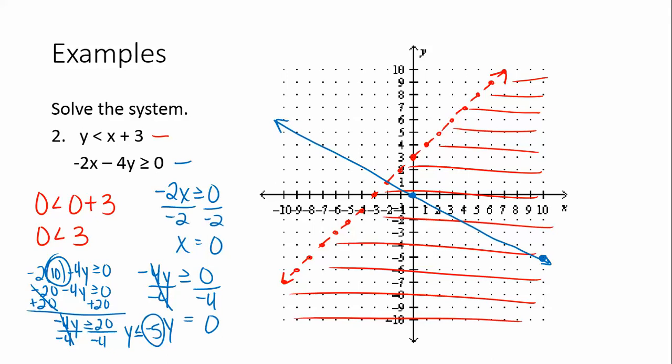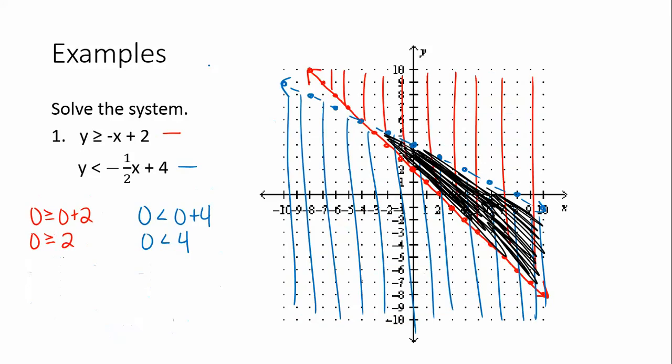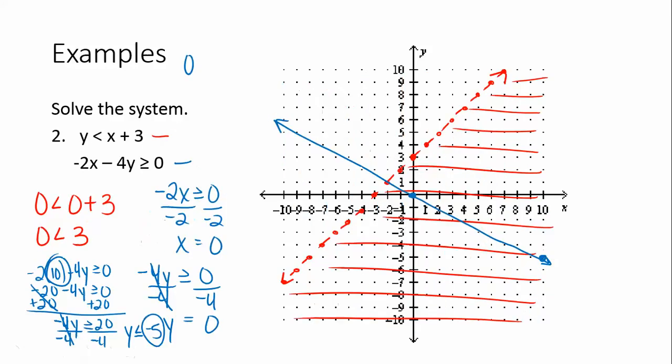Now if I pick a test point, I'm going to pick 0, 0. I get 0 plus 0 is greater than or equal to 0. And be careful here. Actually, I don't want to pick 0, 0 because my line goes right through it. That's not going to do me any good. So I'll pick something down here. Let's pick 0, negative 3. So I'm picking this as my test point.